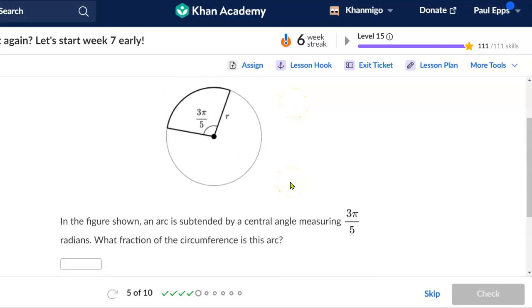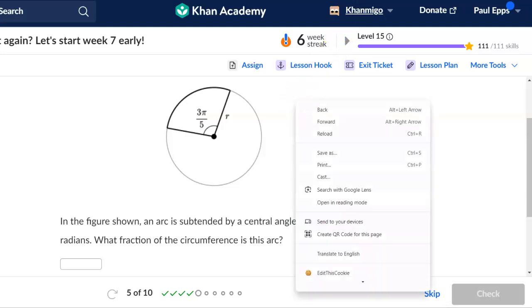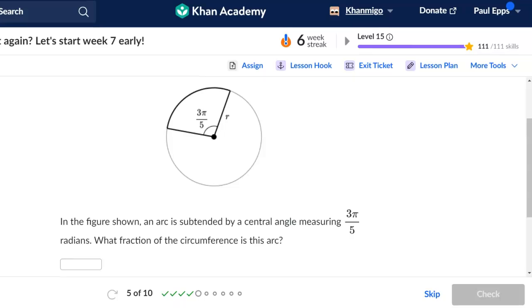In the figure shown, an arc is subtended by a central angle measuring 3 pi over 5 radians. What fraction of the circumference is this arc? All right, 3 pi over 5. So let's start with that. I actually need a pen. All right, 3 pi over 5.